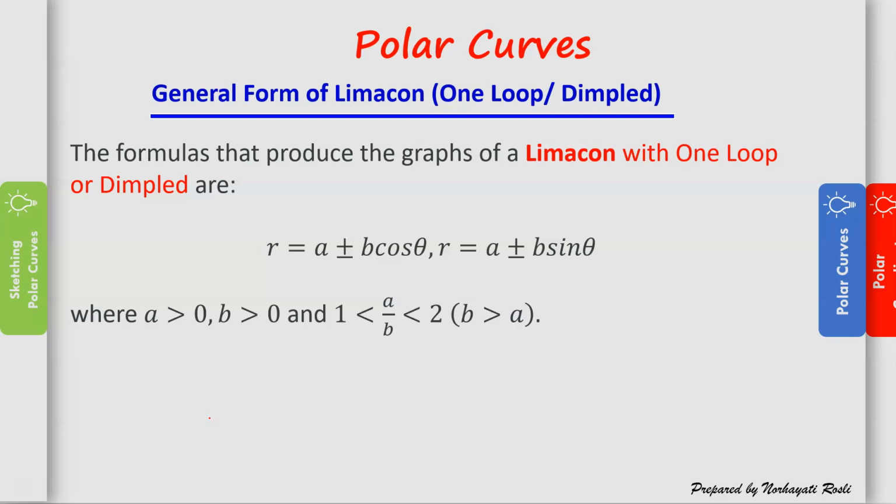So the formula is given by r = a ± b cos θ, and r = a ± b sin θ, meaning the same formula as the cardioid and the limaçon with inner loop. But the difference here is the value of a over b should be in between 1 and 2, where here your b should be greater than a.